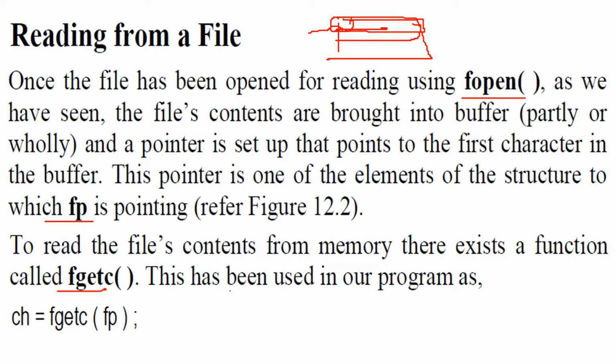We will use, in our program, this fp, which is actually the fp returned by fopen. Inside fopen we have the file name in double quotes, comma, the mode in which we open, and it returns fp. fp is the pointer. Now this pointer can be used inside fgetc so that the characters can be read one by one.